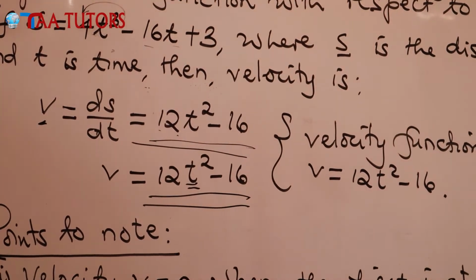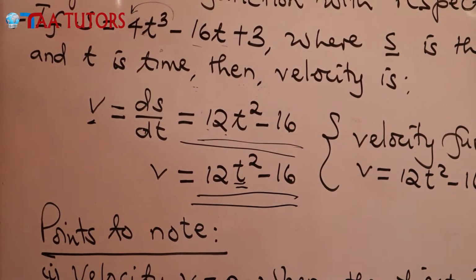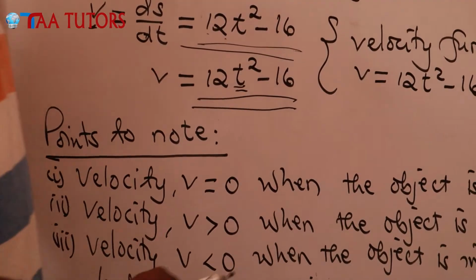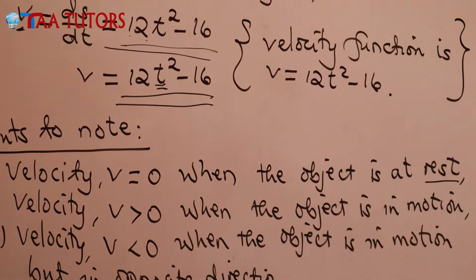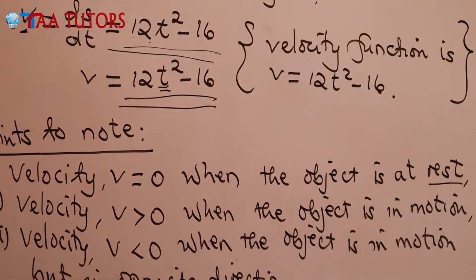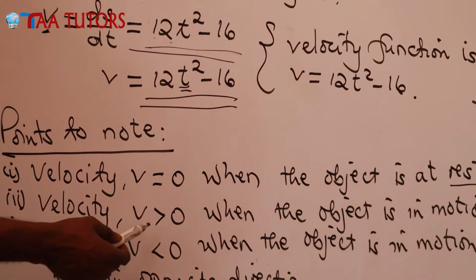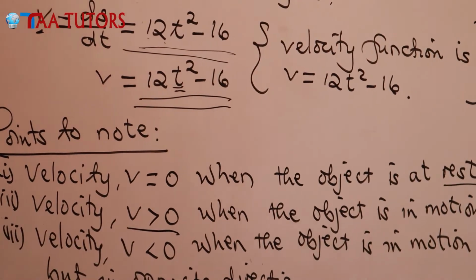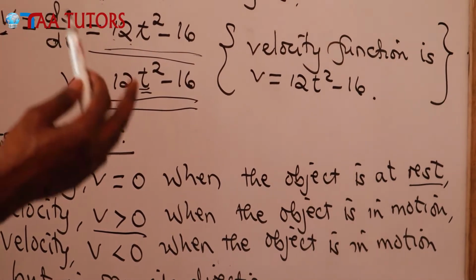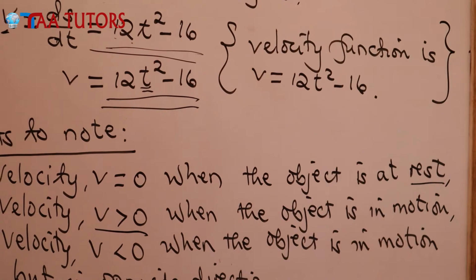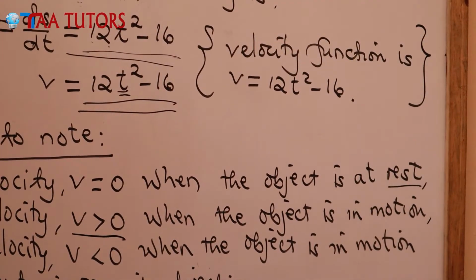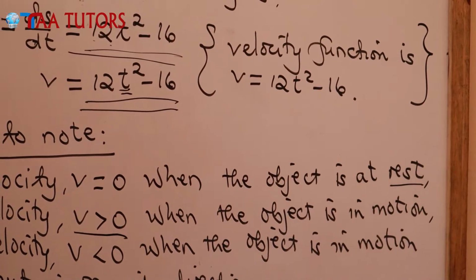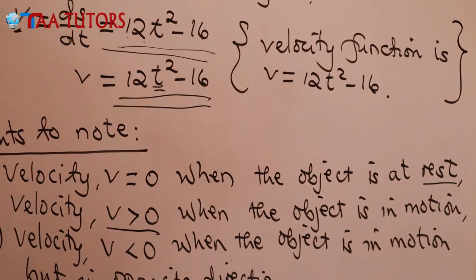Now we can move forward to look at the points to note. If the velocity is 0, this normally refers to an object that is not moving, an object that is at rest. If velocity is greater than 0, meaning a positive number, positive 1, positive 2, positive a half, it means that the object is in motion.